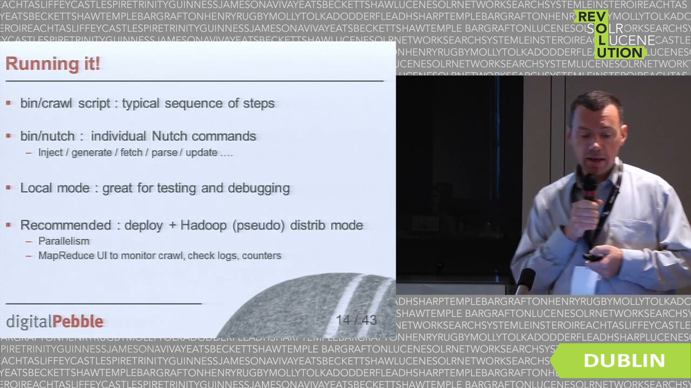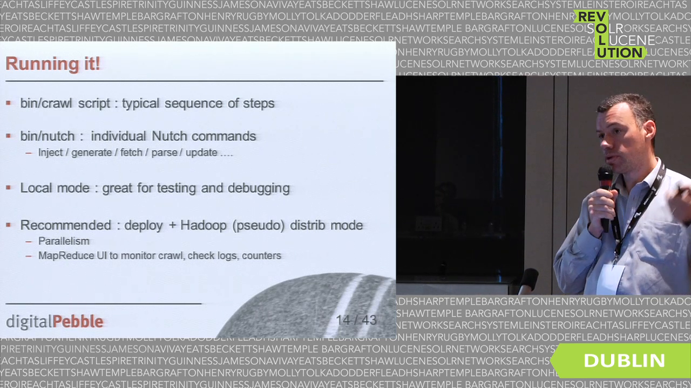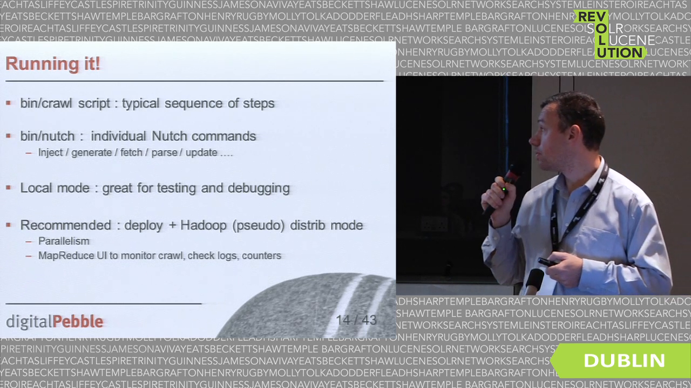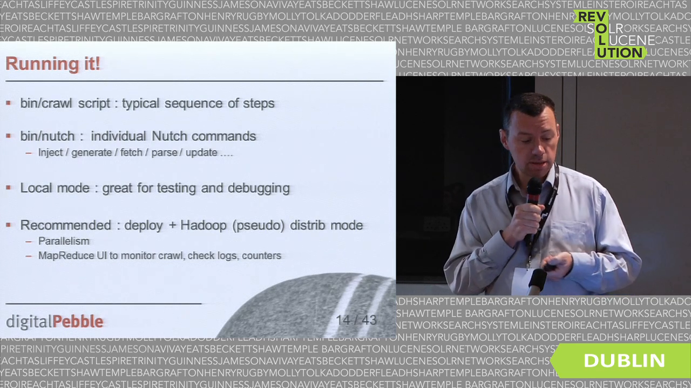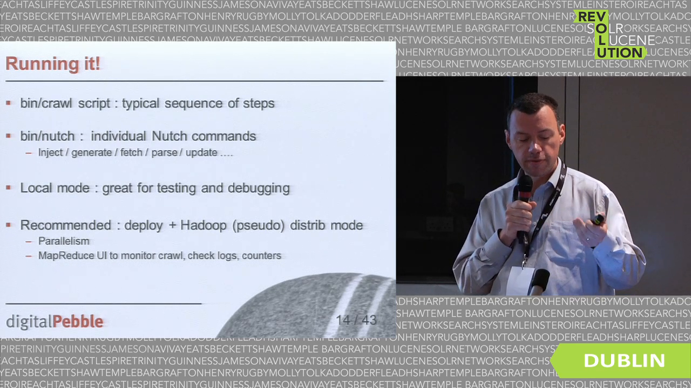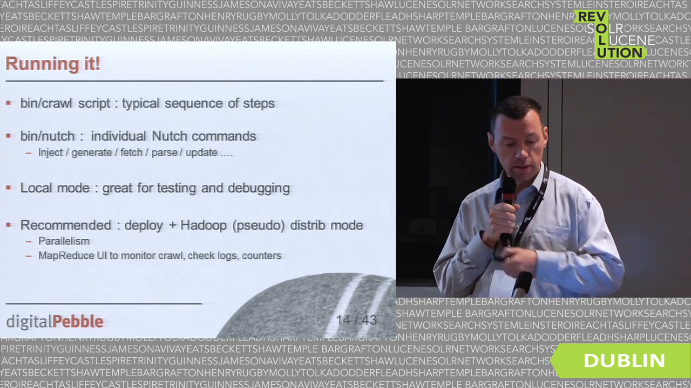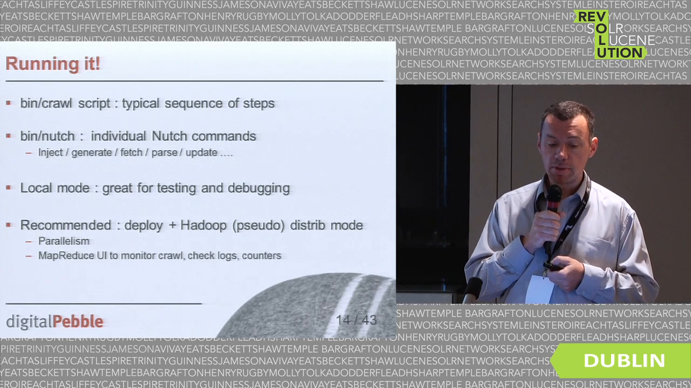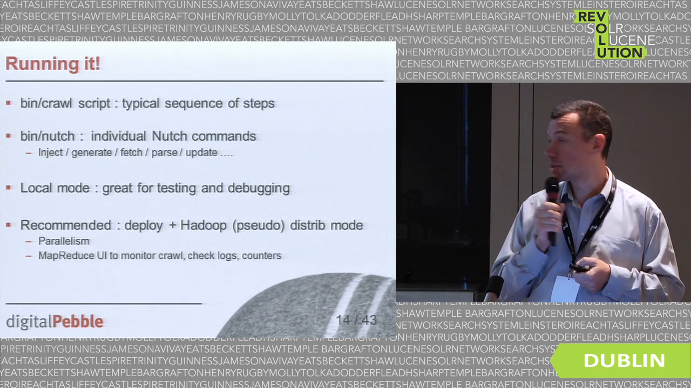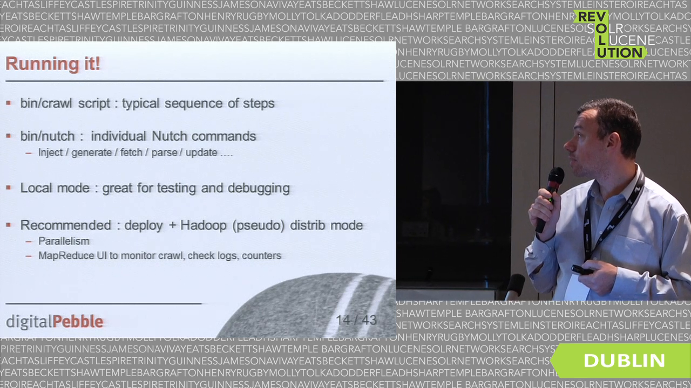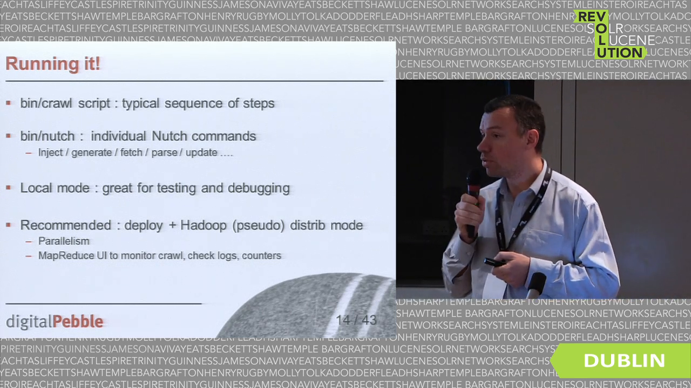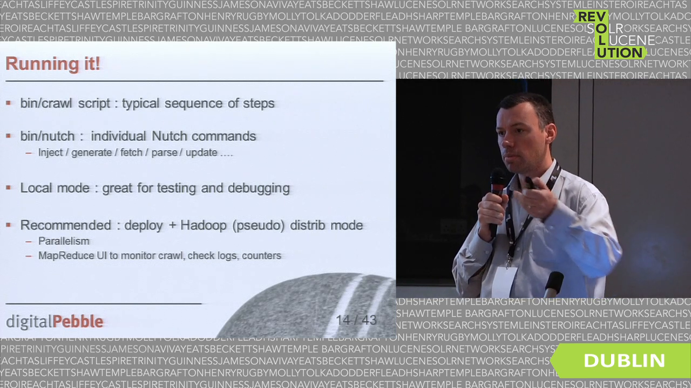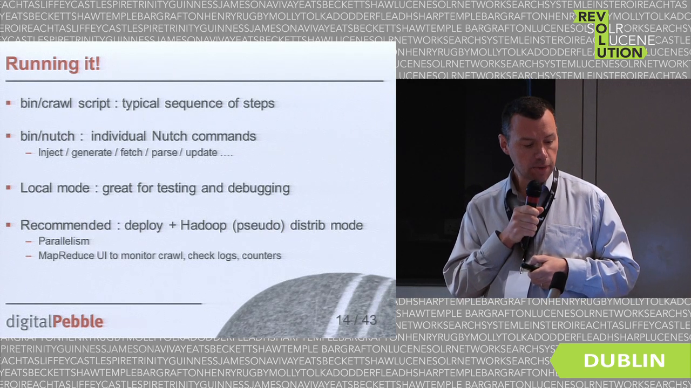So to run the stuff, you go, as I said, to the runtime local or runtime deploy directories, and then you have two scripts. One is called crawl, and it does a typical sequence of the steps, which I'll cover in a minute. And the other one is the Nutch script, which is used to run the individual Nutch commands. The bin Nutch one is nothing more than a wrapper for the calls to the Hadoop jar, blah blah blah stuff. So it makes your life a bit easier.